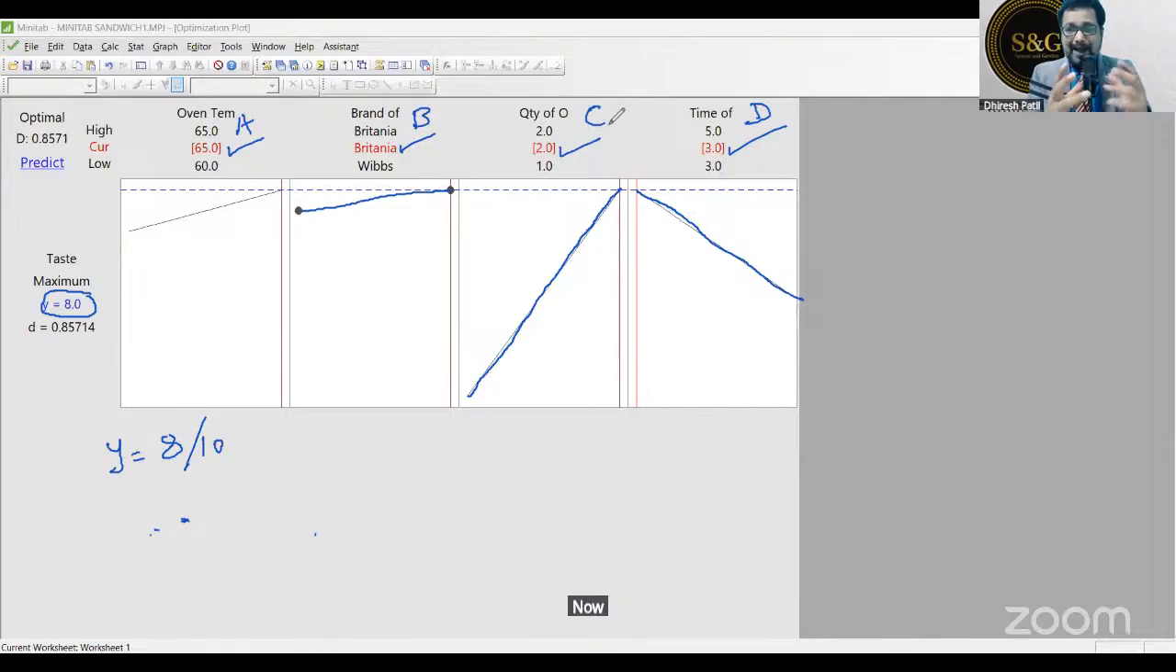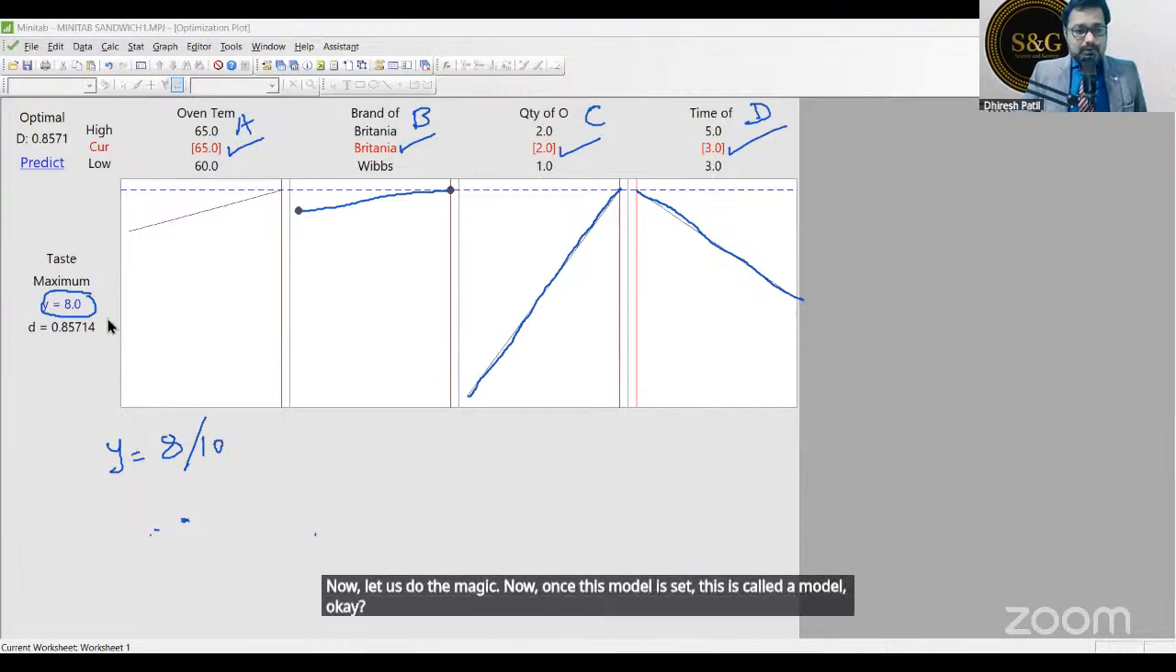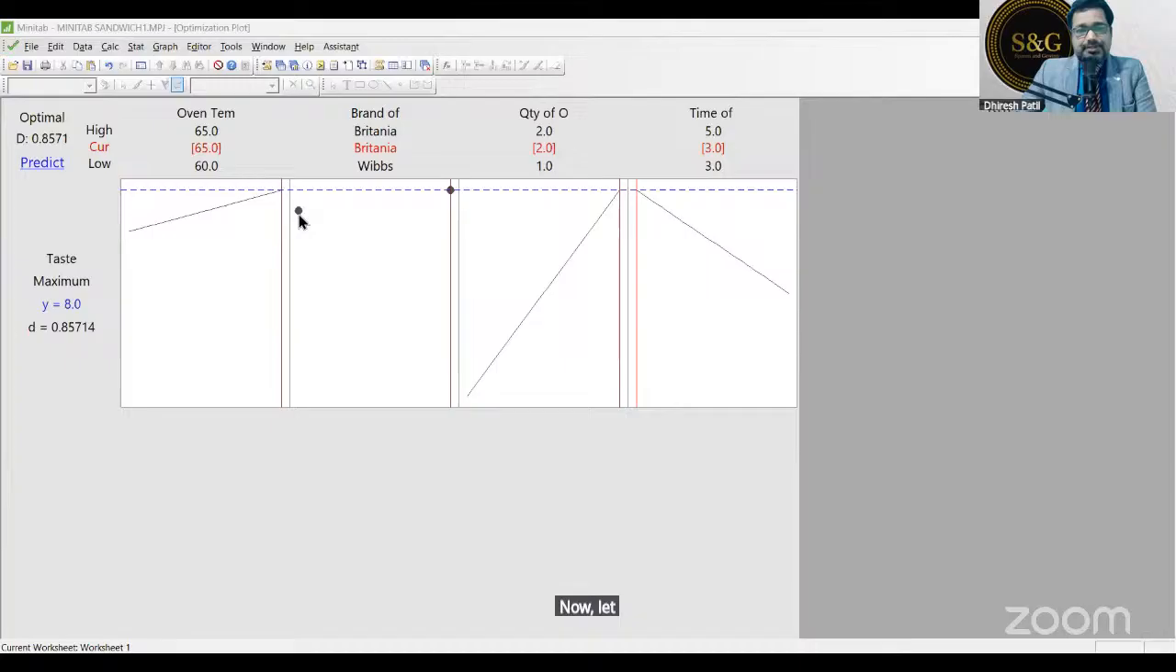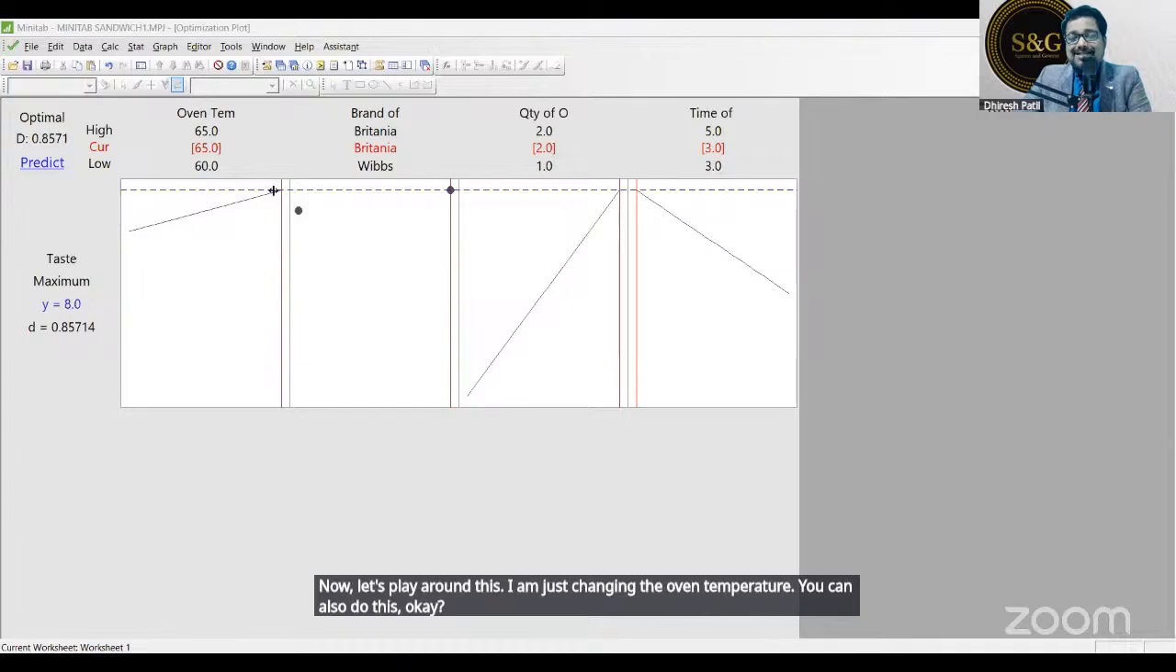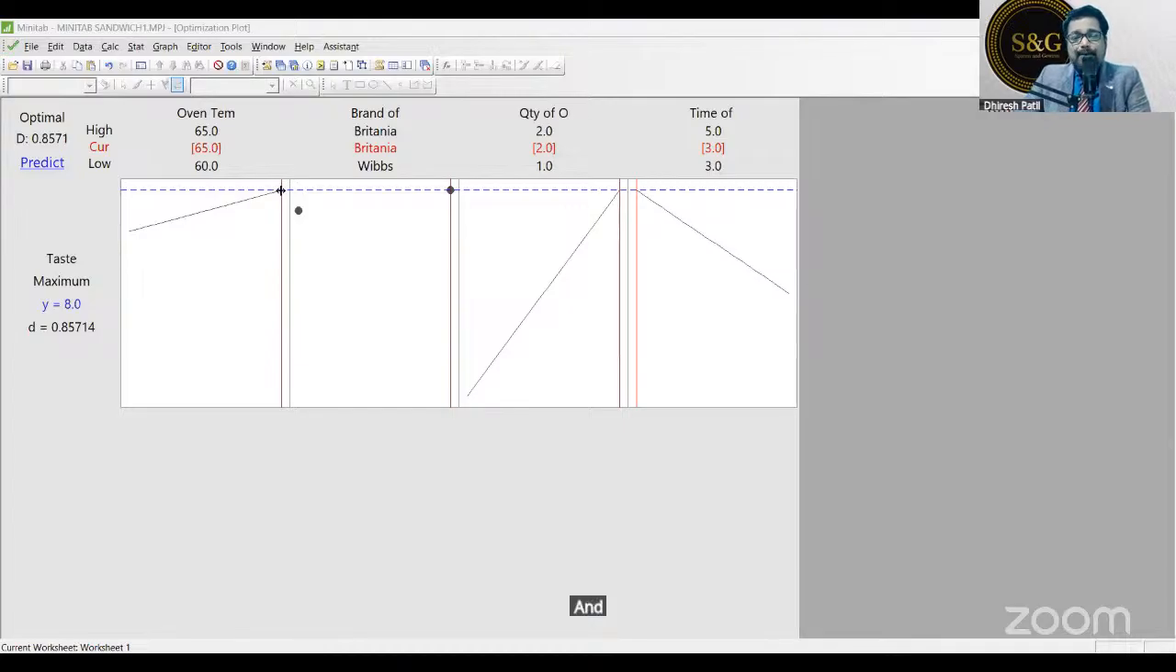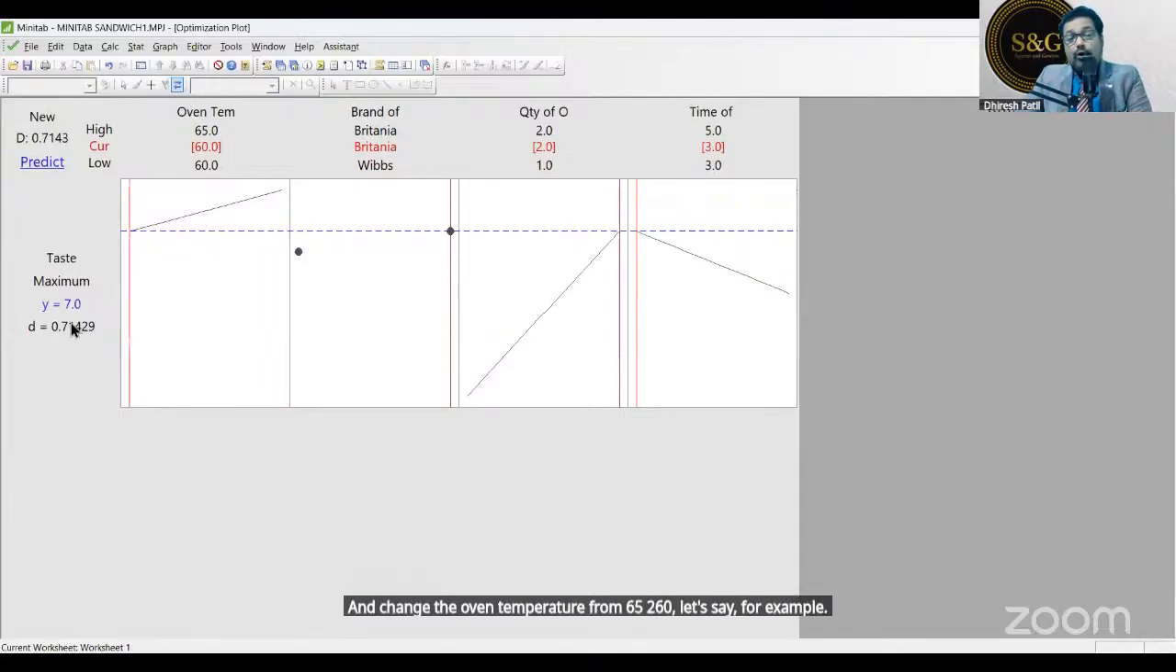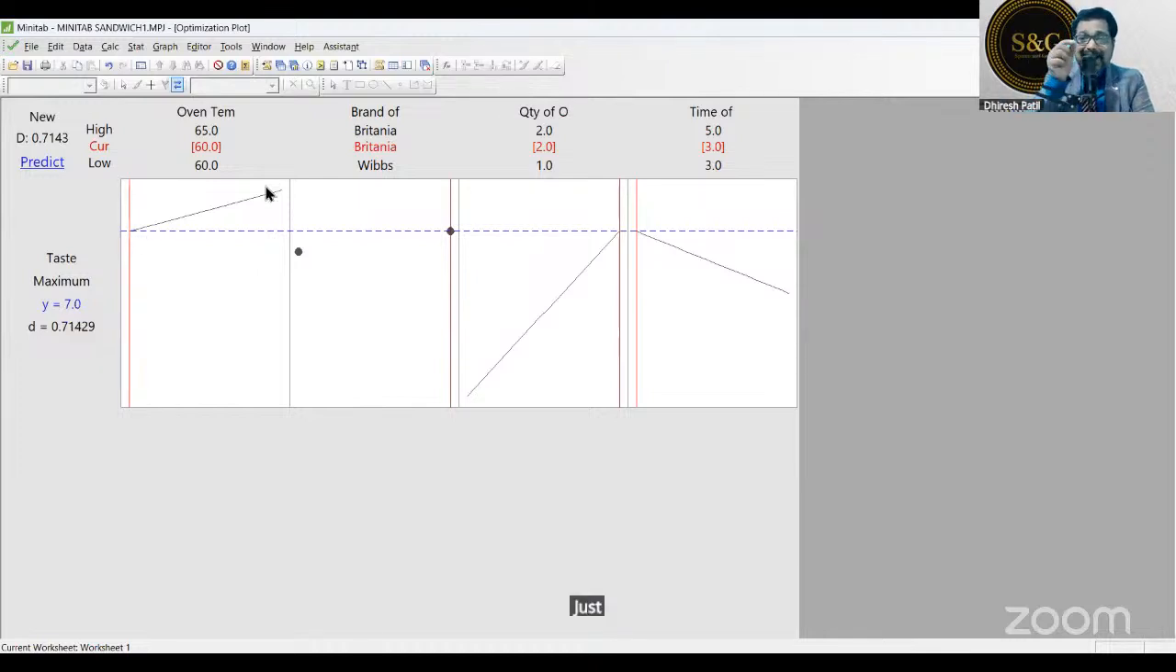Now let us do the magic. Once this model is set, this is called a model. Now let's play around with this. I am just changing the oven temperature. You can also do this. Put the cursor on this red line and change the oven temperature from 65 to 60, for example. Look, my test has dropped from 8 to 7. How many of you have observed this? Can you see here? My test has gone to 7 instead of 8. I have just played around with it.